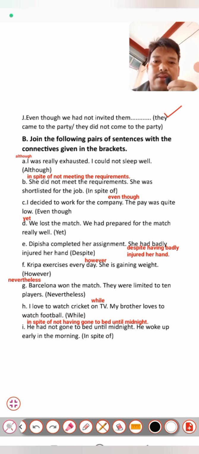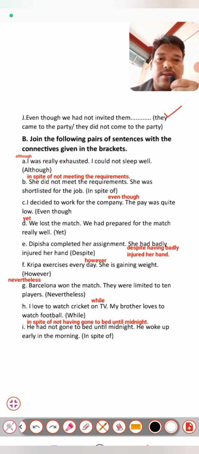And B number, she didn't meet the requirement, she was shortlisted for the job. Here the connective is in spite of. So I have written in this way: In spite of not meeting the requirement, she was shortlisted for the job. So you can join by using in spite of not meeting the requirement. Students, you can write in this way.